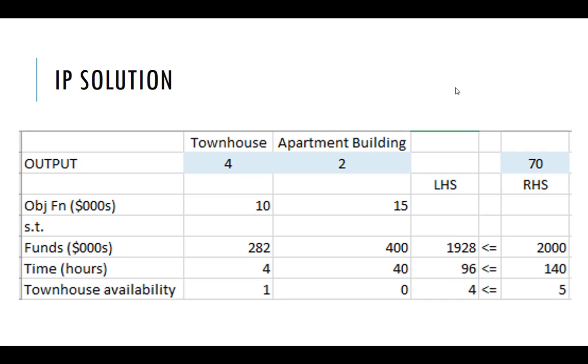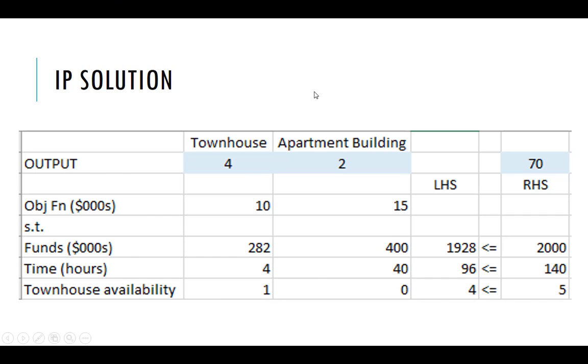So we saw last time when we solved the integer program by putting integer restrictions on the variables themselves, adding that constraint to the model, that we got the following solution. Buy 4 townhouses, buy 2 apartment buildings for a total net present value or annual cash flow of $70,000. This was in thousands.